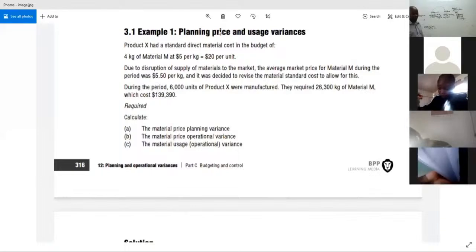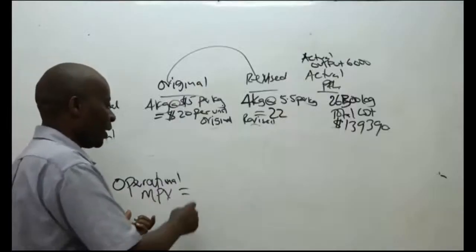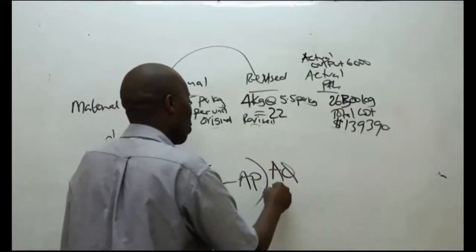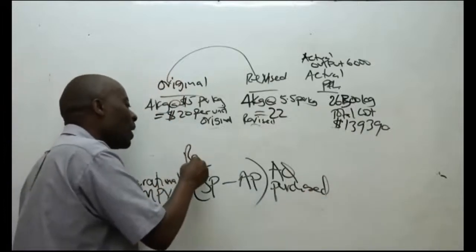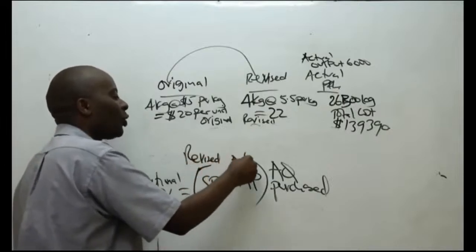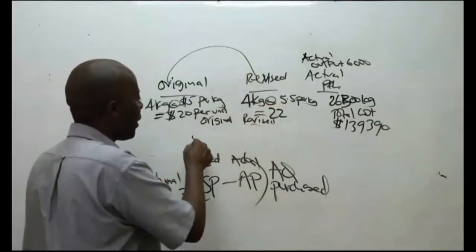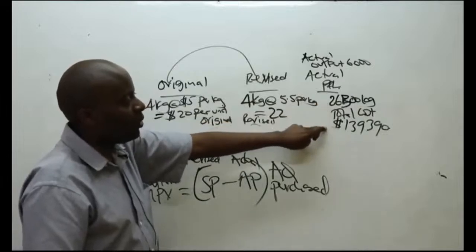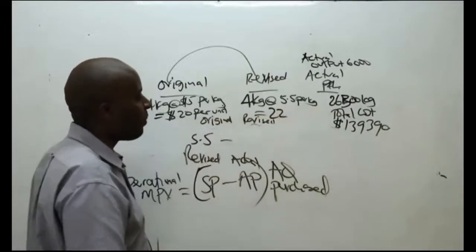So please, if you allow me, I'll want to do this question. So operational material price variance. There is a difference between two prices: the standard price minus the actual price, and then outside, we have the actual quantity purchased. But now remember, operations, ladies and gentlemen, we are comparing revised versus actual. So the revised standard price per kilogram is 5.5 minus the actual price per kilogram. There is some division to be done because the $139,390 cost was incurred to procure all this.